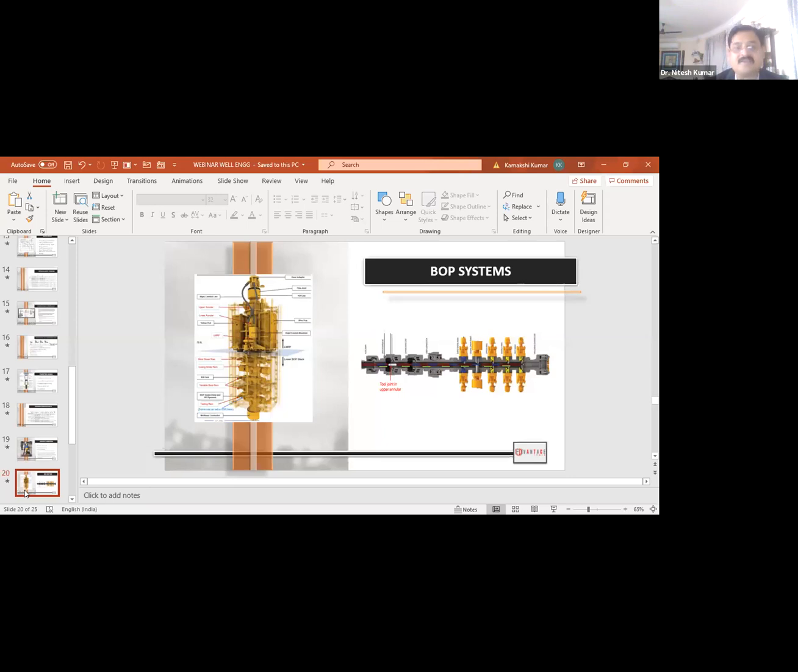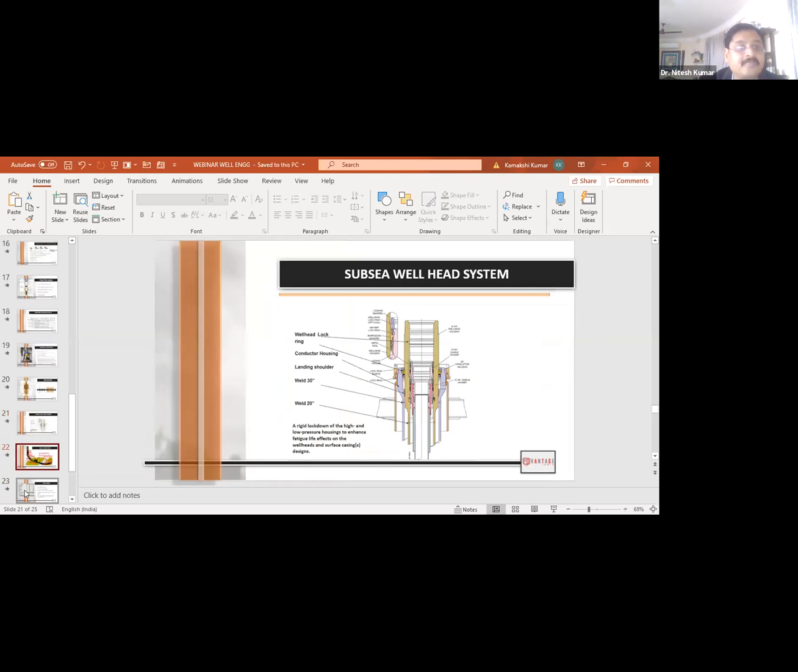BOP systems. So what does a BOP consist of? In subsea systems, the BOP would have upper and lower stacks. The upper stack is called the LMRP, the lower one is the lower stack or BOP stack, what we call it, and all the different elements which go with BOP systems. So you can have different ways to control the well using the rams, and we will discuss the different rams as well.